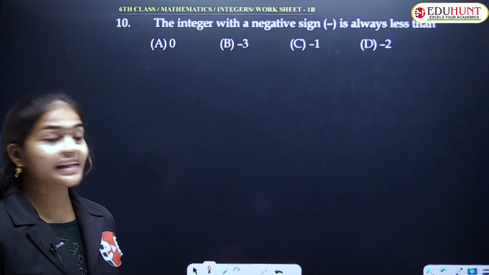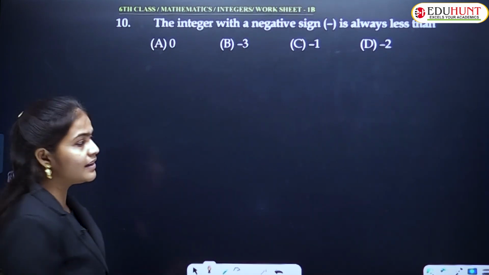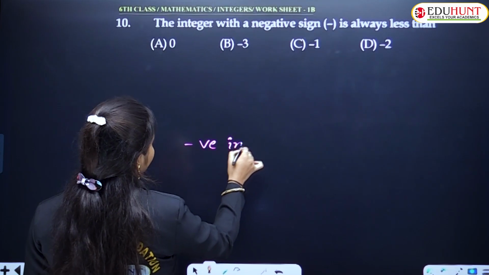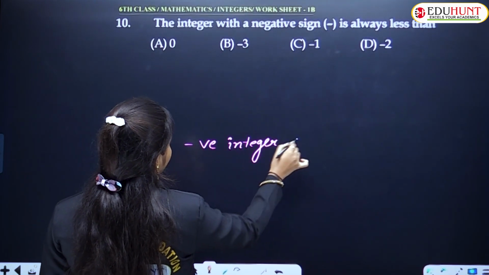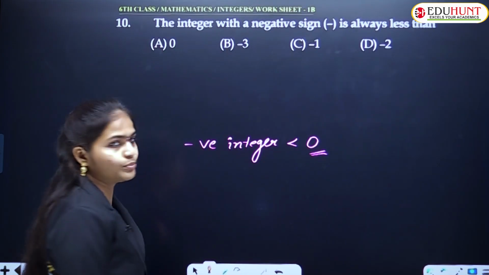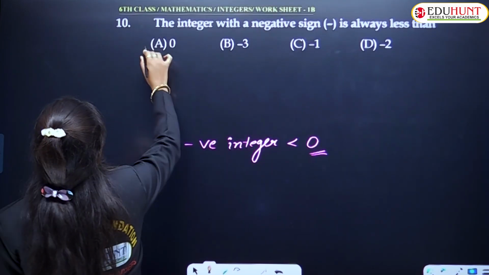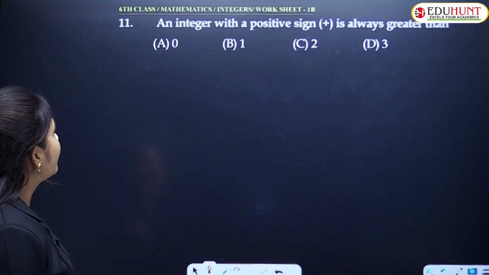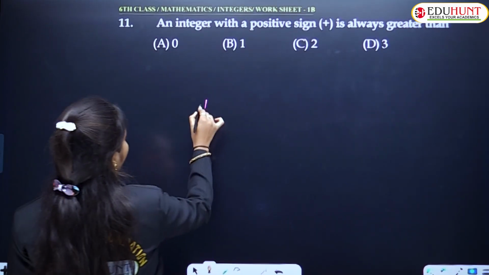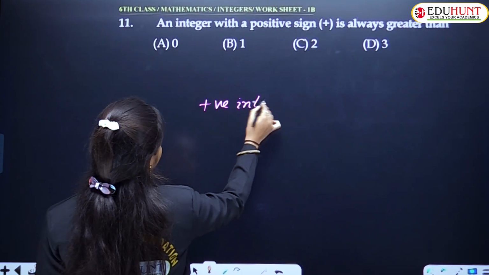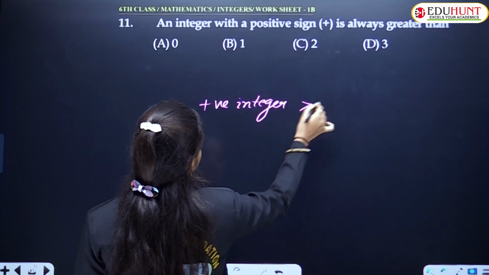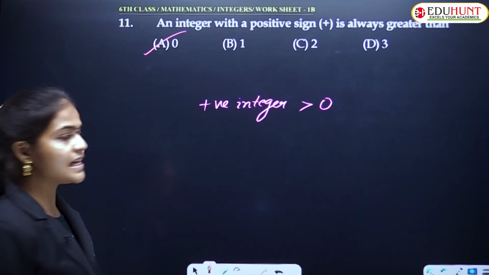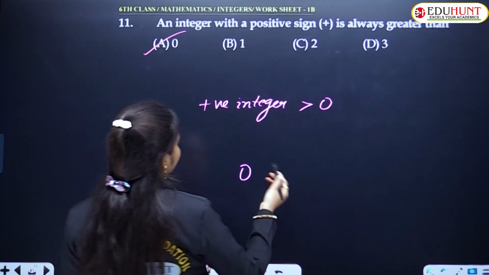Next, 10th one. The integer with a negative sign is always less than. Okay, a negative integer is always less than 0. Understand? Is always less than 0. Am I clear? Yes. Next, 11th one. An integer with a positive sign. A positive integer is always greater than 0. Okay, a negative integer is always less than 0 and a positive integer is always greater than 0.